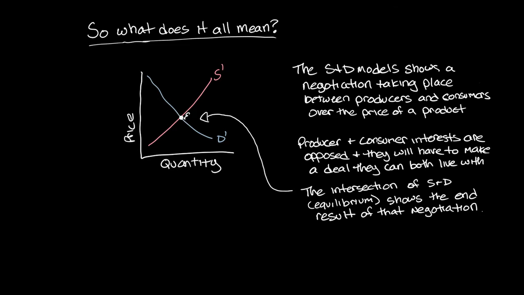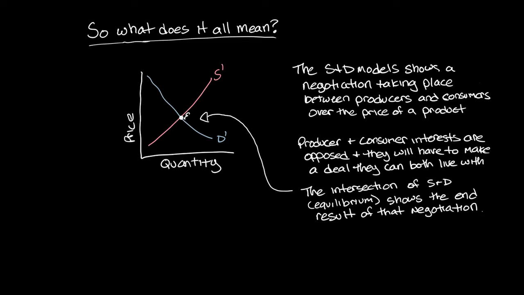So I'd like to wrap the lesson up with basically a discussion that pulls everything all together. So the big question here is, so what does all of that mean? At the end of the day, the supply and demand model is basically just a visual representation of a negotiation that takes place between the producers who make a product and the consumers who buy that product.